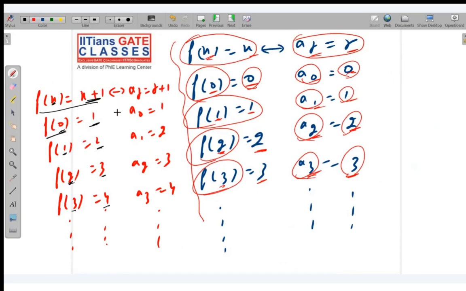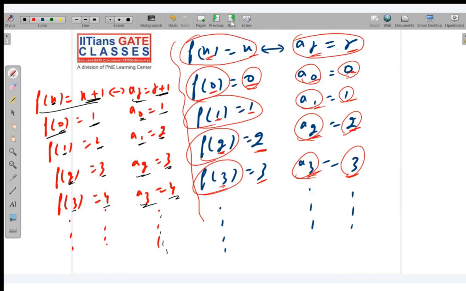So how will you write it in numeric function format? a_r is r + 1: a_0 is 1, a_1 is 2, a_2 is 3, a_3 is 4, and so on. Okay, take a snapshot. I will jump to the next slide.